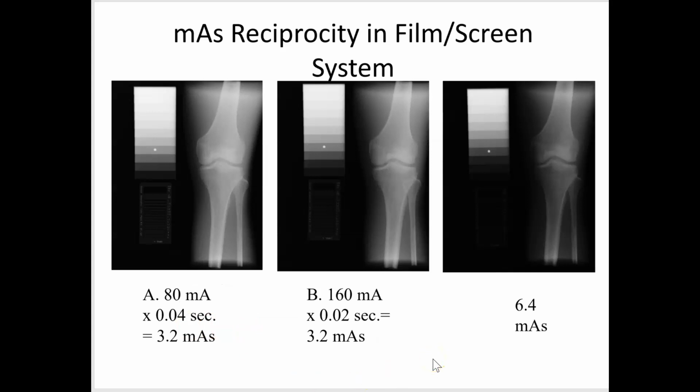Now, this slide is talking about the reciprocity law in film screen imaging. We see here they used 3.2 mAs on these first two images, but they used different mA and time settings. As long as it equals 3.2 mAs, you're going to get the same density on your image. Here, they did not reduce the time when they doubled their mA, and so they ended up with 6.4 mAs, and you can see it's much darker than the other two images.